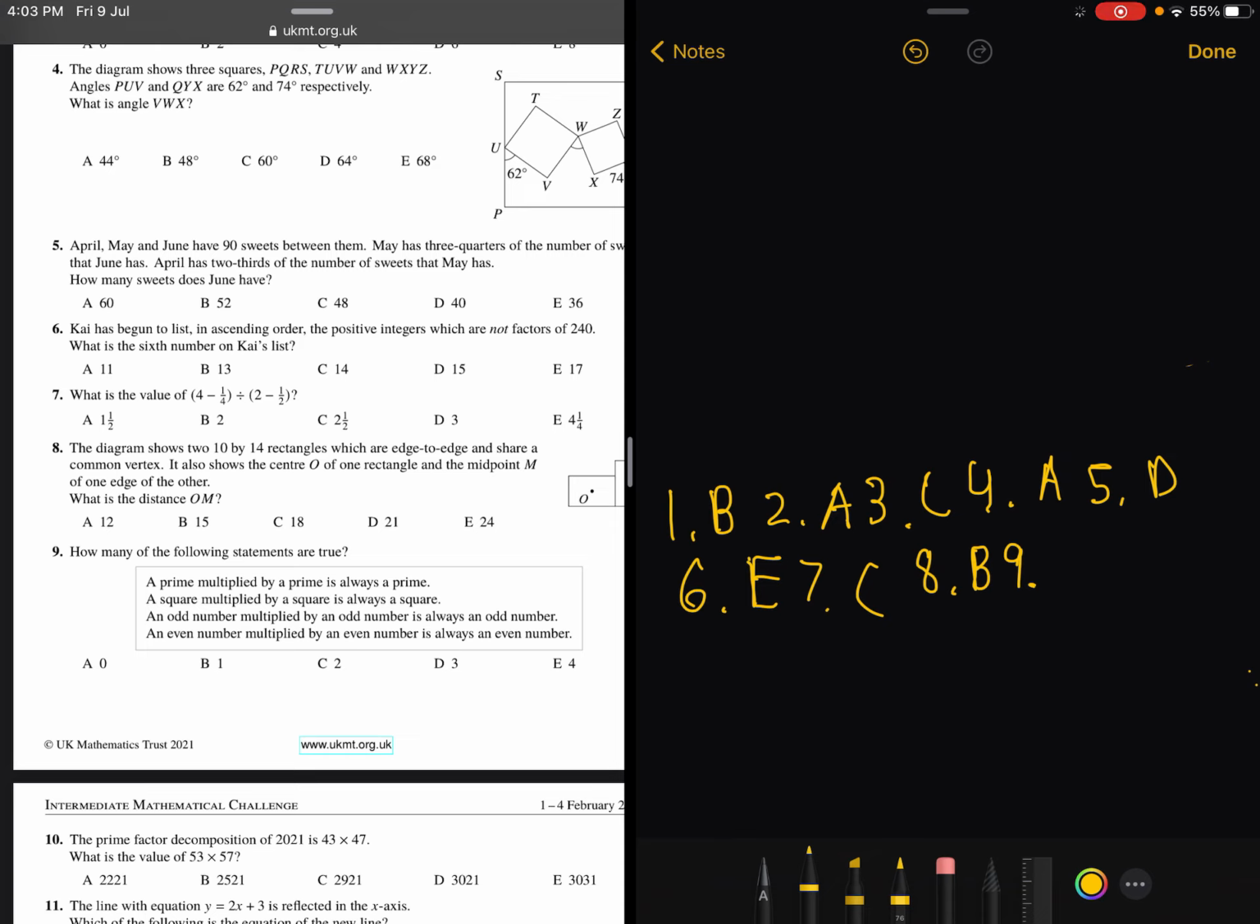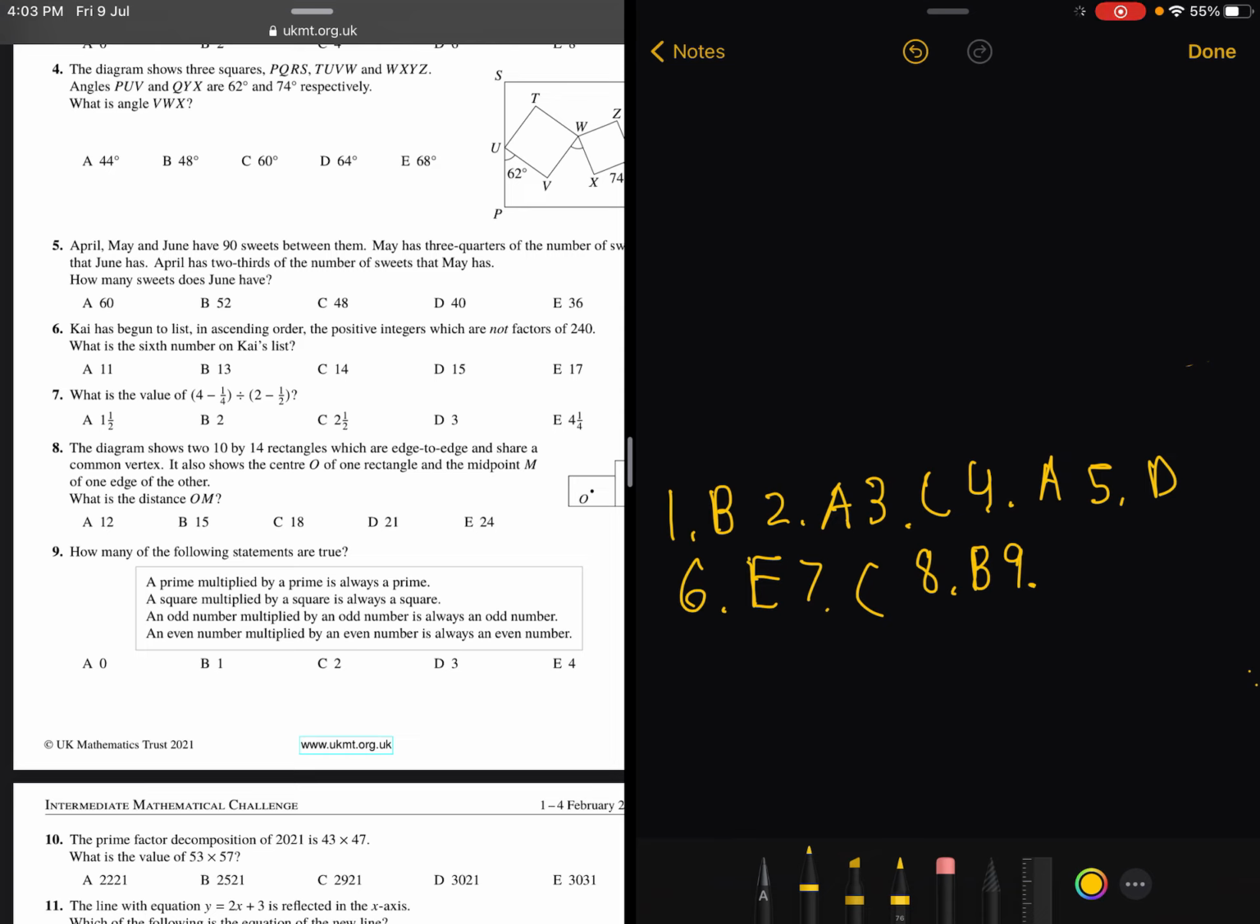A square multiplied by a square is always a square. That's true because let's say we have two numbers, a squared and b squared. If you multiply them together, they give you a squared b squared, which is ab whole squared. So that is true. That's the first true statement.